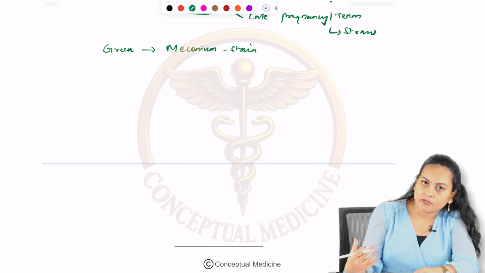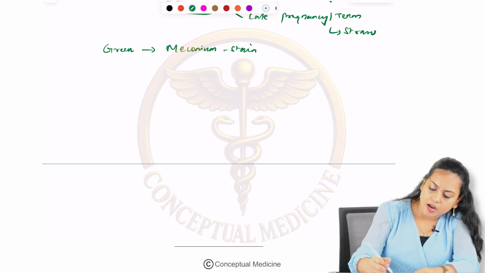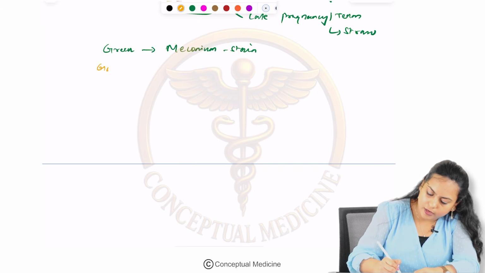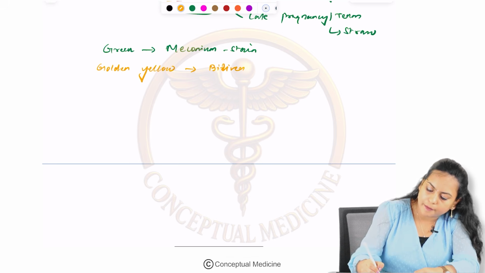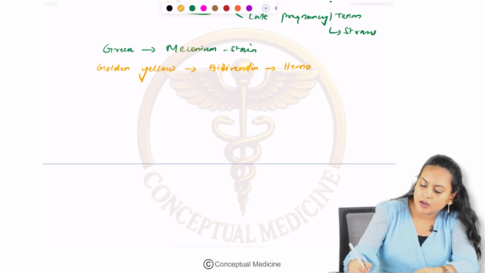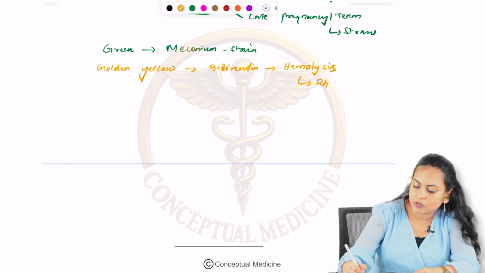Where there will be fetal distress, and that fetal distress had led to the passage of meconium by the fetus, and that meconium had stained the amniotic fluid. Next, it can be a golden yellow color, usually due to presence of biliverdin. This biliverdin will be seen if there is any hemolysis happening, and this hemolysis cause will usually be RH incompatibility.